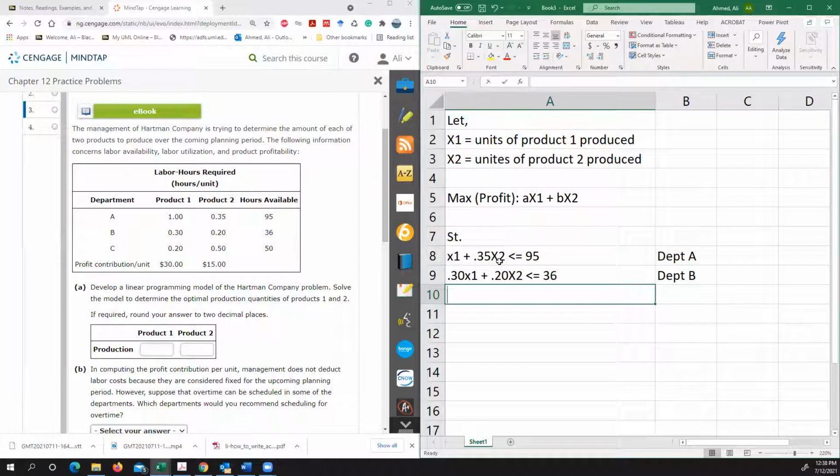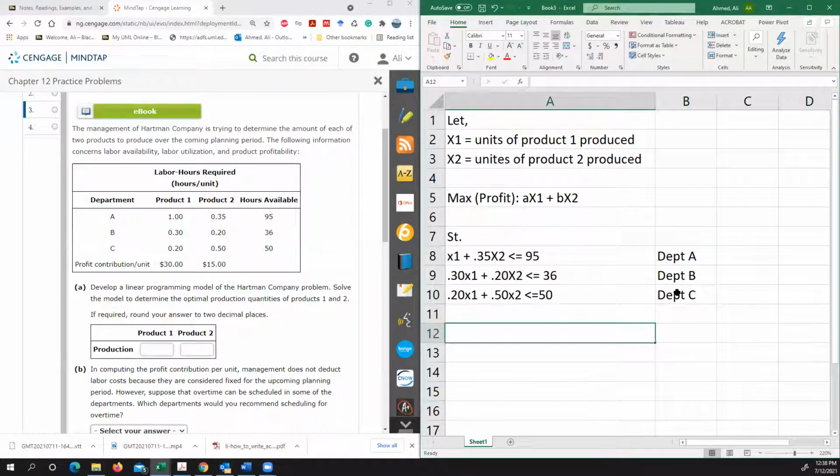The third one is 0.20 X1 plus 0.50 X2. And we have to just be less than and equal to this much. And this is for department number 3. This is for department C. And these are our total constraints.